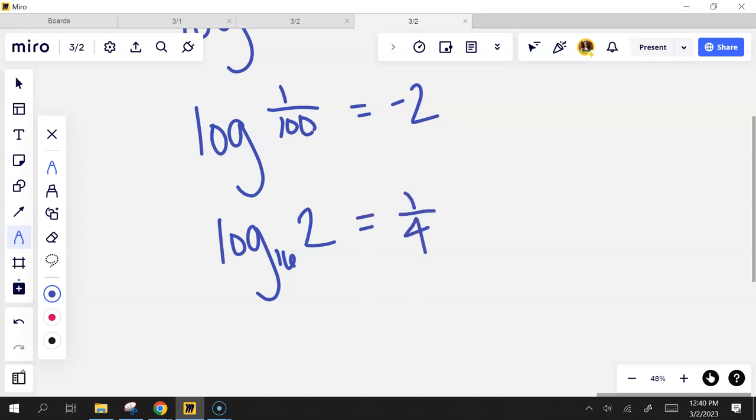Tell them why. So it's the fourth root this time. 16 to the what power is going to give you that? You would need to take the fourth root of it, which is an exponent of 1/4.